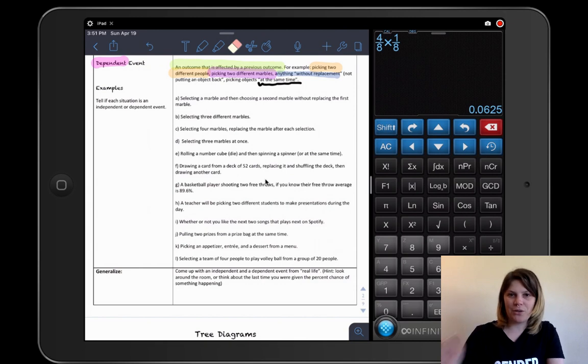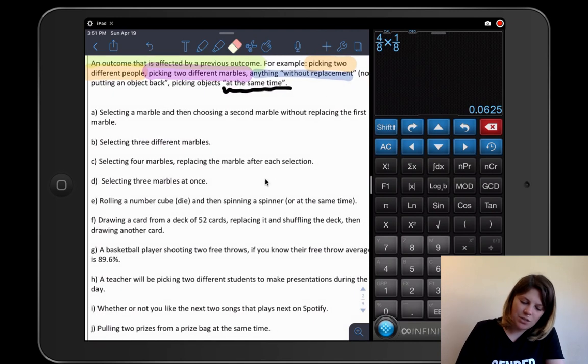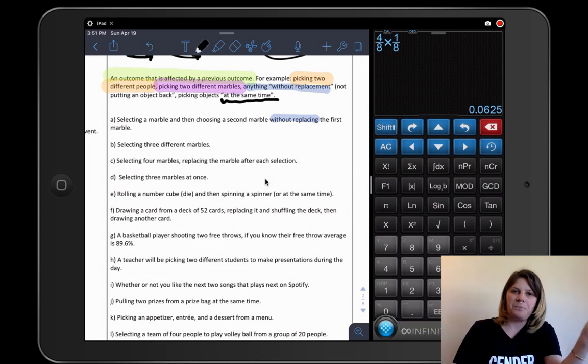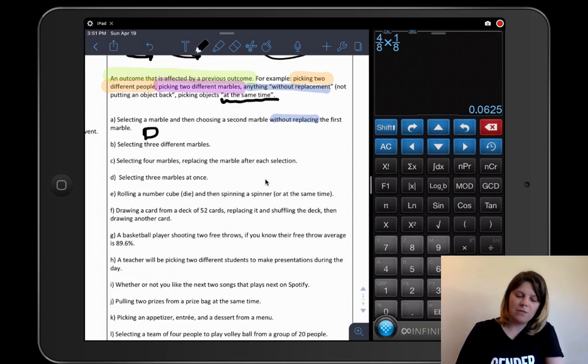Okay, I'm going to go through them. We have selecting a marble and then choosing a second marble without replacing the first marble. So hopefully this without replacing, that's the key word. It means that you're changing the bag of marbles from the first to the second event. And so this is dependent. Another way to remember this is dependent, different, denominator. Dependent, different, denominator. So it changes the denominator.